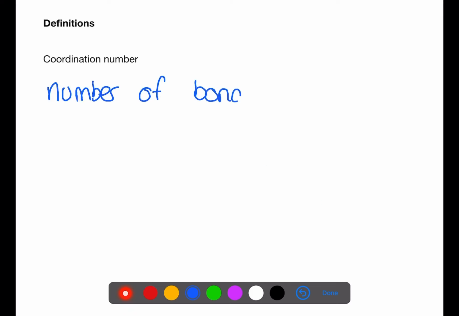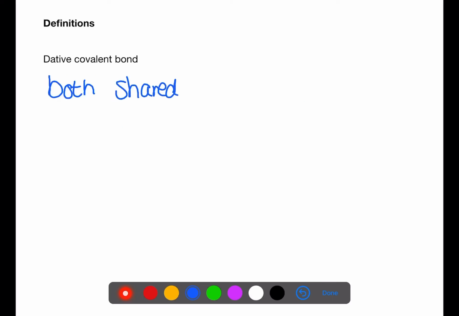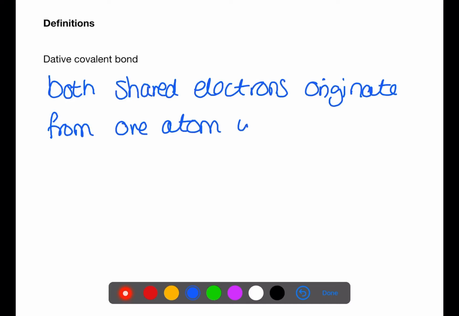The coordination number is the number of bonds that is formed by the transition metal ion. A dative covalent bond is a covalent bond in which both shared electrons originate from the one atom in the bond.